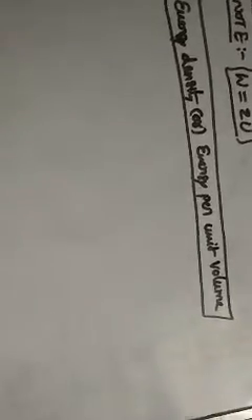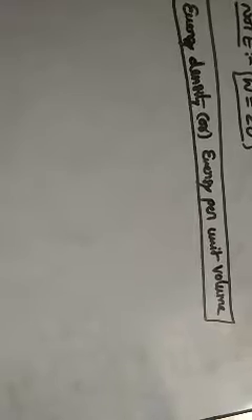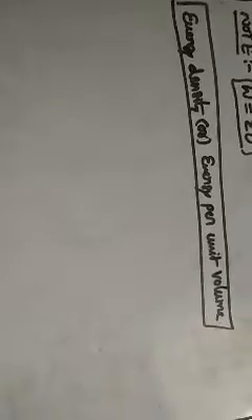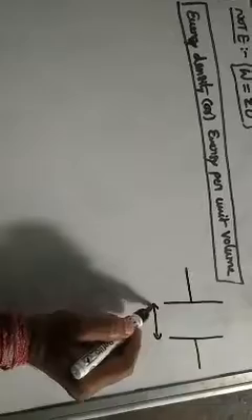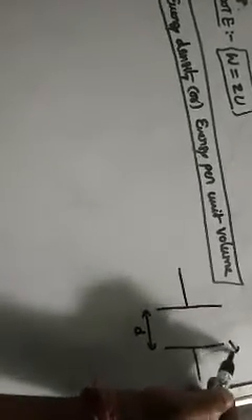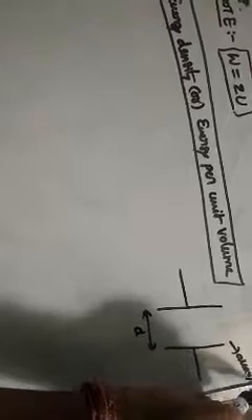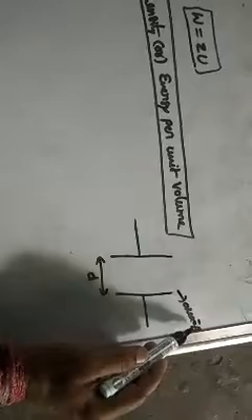Okay. Next concept: energy density, or energy per unit volume. Energy stored per unit volume of the capacitor. So see, this is the parallel plate capacitor. The distance between the plates is D. Here the area of each plate is capital A. I told you already, generally we consider the area of each plate as capital A, and the distance between them is D.